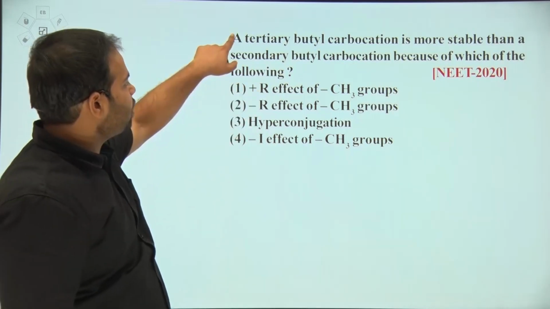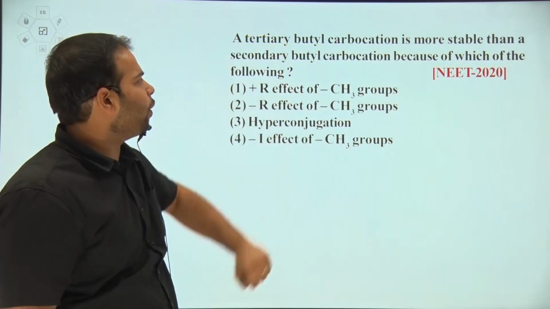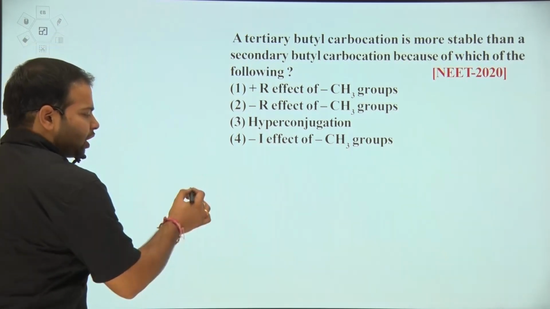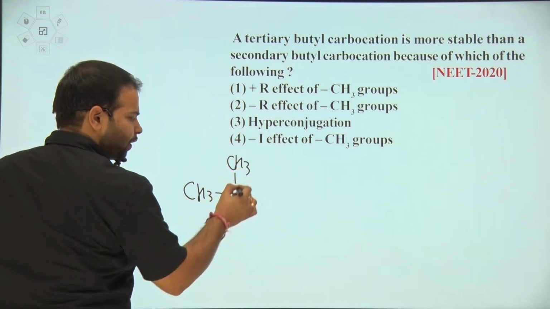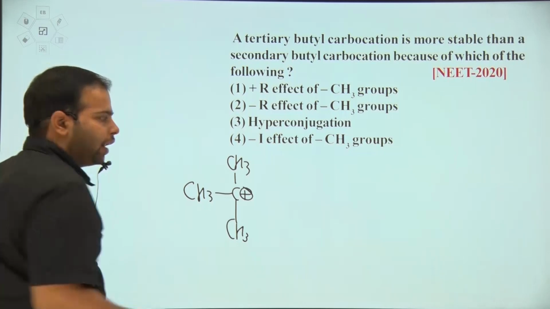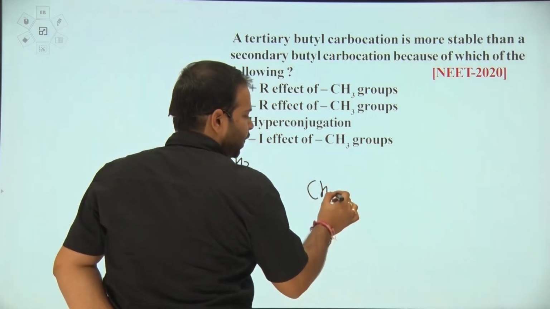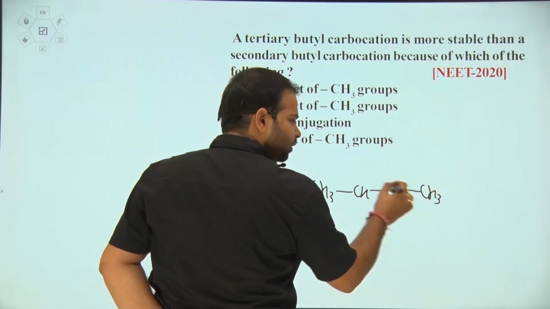Now the question is, a tertiary butyl carbocation is more stable than a secondary butyl carbocation because of which of the following? Now what is tertiary butyl cation? It is CH3 positive. This is tertiary butyl carbocation, and second is secondary butyl carbocation. The structure of secondary butyl cation is this.